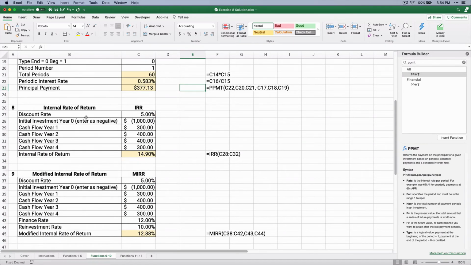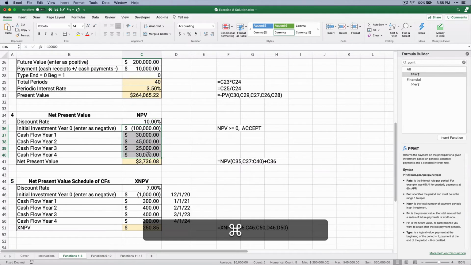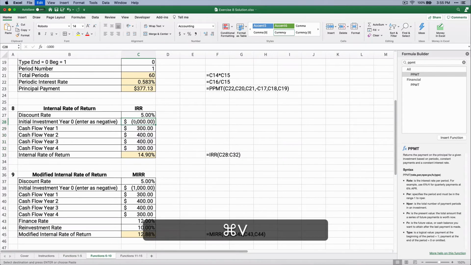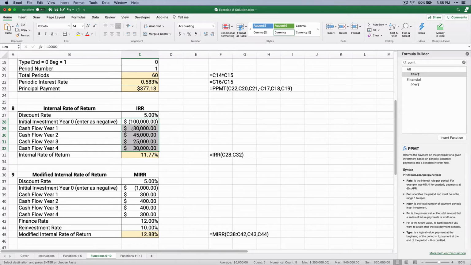Let's do internal rate of return. So if you have an investment, you have a $1,000 investment, and it grows. This is our problem we had earlier, the same kind of problem. This is related to net present value, so I'm going to grab these numbers and say, what if it were 100,000 and 30,000 and 45 and 25 and 30? What is our internal rate of return?